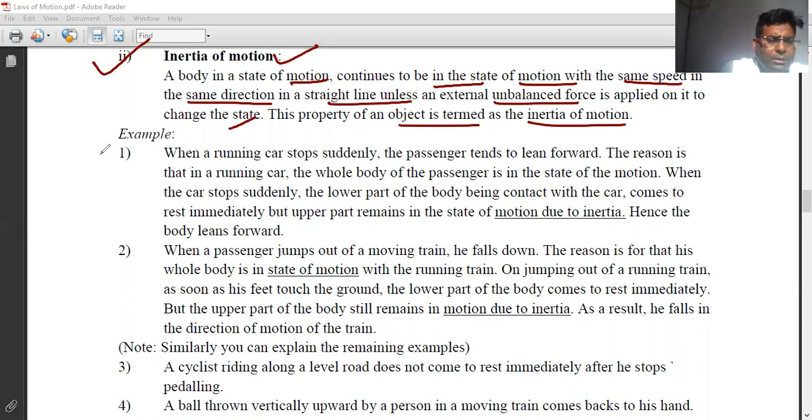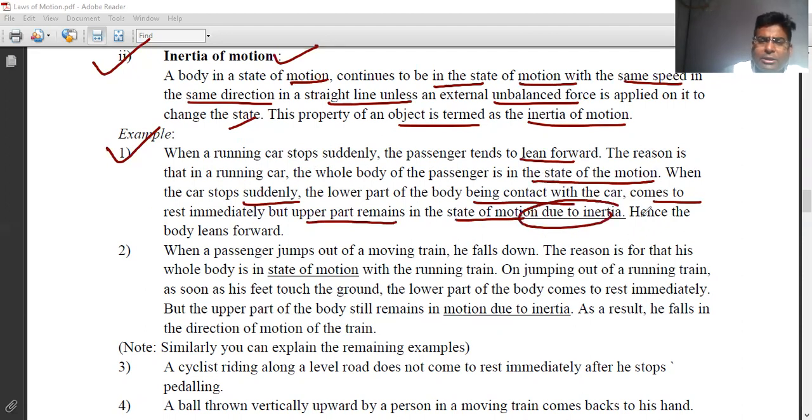No? So its first example is when a running car stops suddenly, the passenger tends to lean forward. The reason is that in a running car, the whole body of the passenger is in the state of motion. When the car stops suddenly, the lower part of the body in contact with the car comes to rest, but the upper part remains in motion due to inertia, due to which we move forward. Okay, this is a very simple example, na.